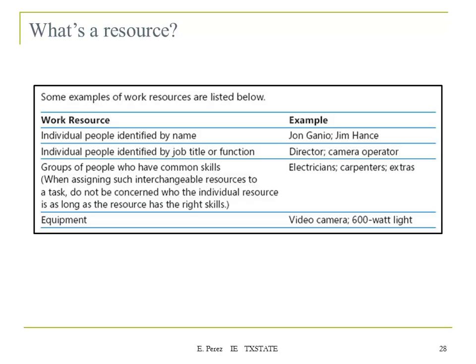So here are some examples of work resources that we can have. I'm putting some names here. A work resource can be individual people identified by name, so we have Jim and John. Individual people identified by job title or function, so director or camera operator. A group of people who have common skills like electricians, carpenters, and extras, and then equipment, video camera, 600 watt light, and so on. So this provides you with some examples of the type of resources that you can define.